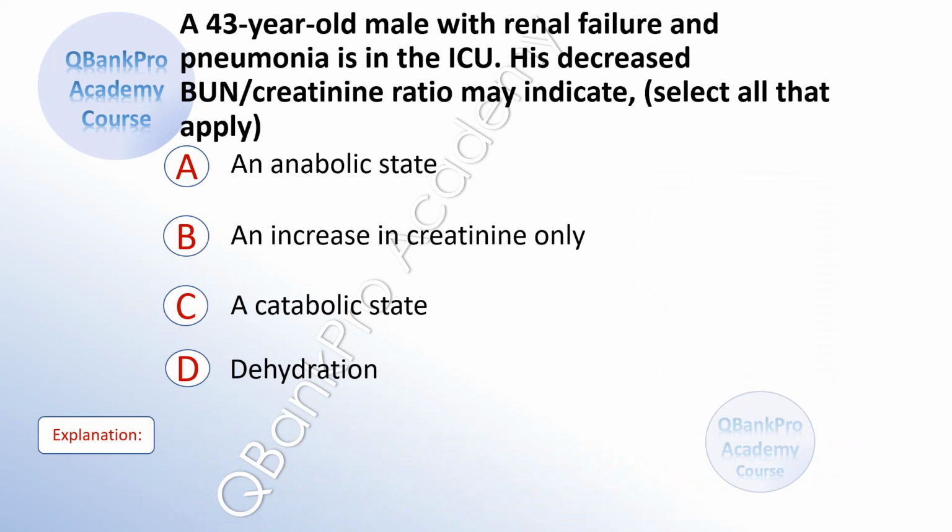A 43-year-old male with renal failure and pneumonia is in the ICU. His decreased BUN and creatinine ratio may indicate. Select all that apply. A. An anabolic state. B. An increase in creatinine only. C. A catabolic state. D. Dehydration.